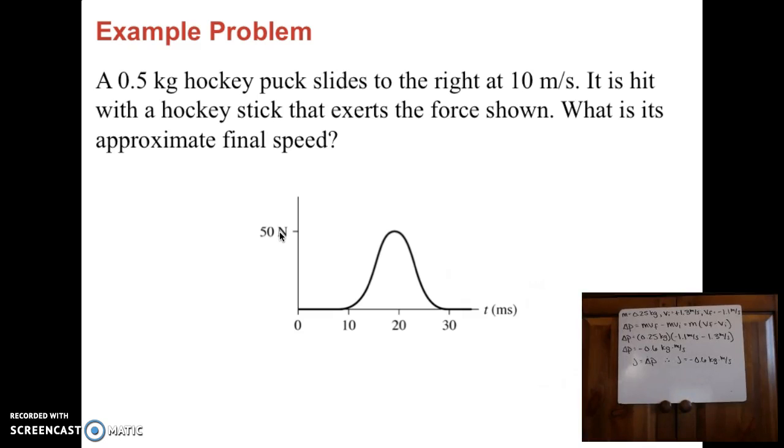Here we have a 0.5 kilogram hockey puck sliding to the right at 10 meters per second. It's hit with a hockey stick that exerts the force shown, so we want to know what is the approximate final speed. So anytime we see a graph of force versus time, we know that we're able to find impulse by finding the area under the curve. Now this curve is in a basic shape like a triangle or a rectangle, so therefore we're going to approximate the average force to be 25 newtons, and we know that the time period was from 10 milliseconds to 30 milliseconds, giving us a delta T of 20 milliseconds.